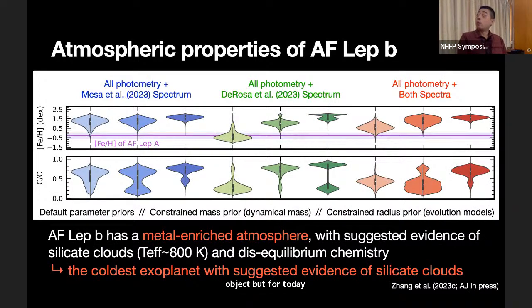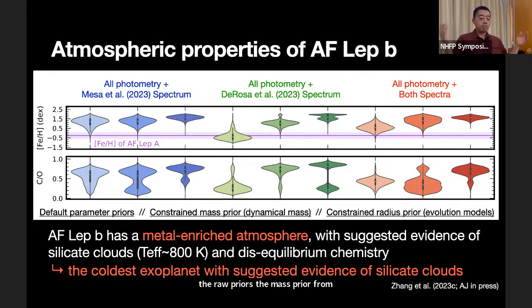The results. Here we have run 9 retrievals for this spectrophotometry. The left 3 columns are where we just focus on one spectrum, the middle 3 is the second one, and the last 3 is both spectra. Within each category, there are 3 columns, where we're using different priors: the broad priors, the mass prior from the orbit, or plus a radius prior from the evolution models.